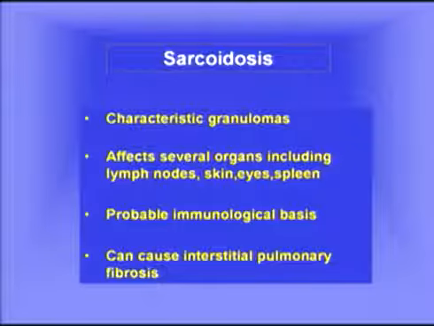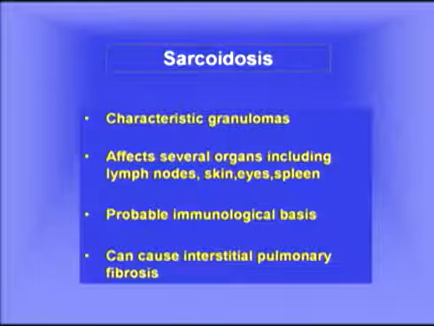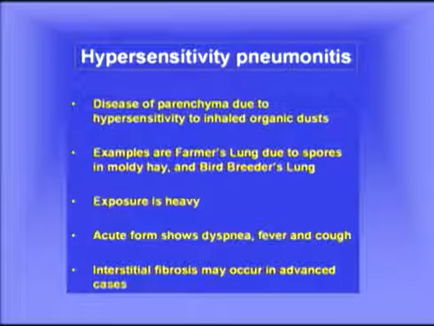Sarcoidosis affects a number of organs. It's not just a disease of the lung. It affects the lymph nodes, the skin, the eyes, the spleen. And the pathogenesis is not fully understood. A lot of people think it's probably got an immunological basis, but it's still something of a mystery. And it can certainly cause interstitial pulmonary fibrosis in its later stages.